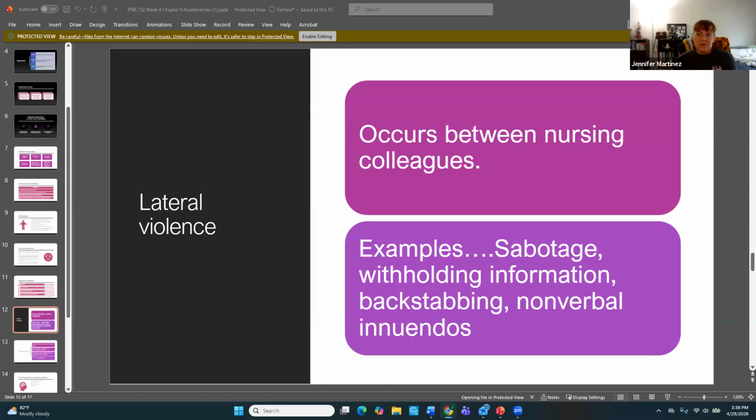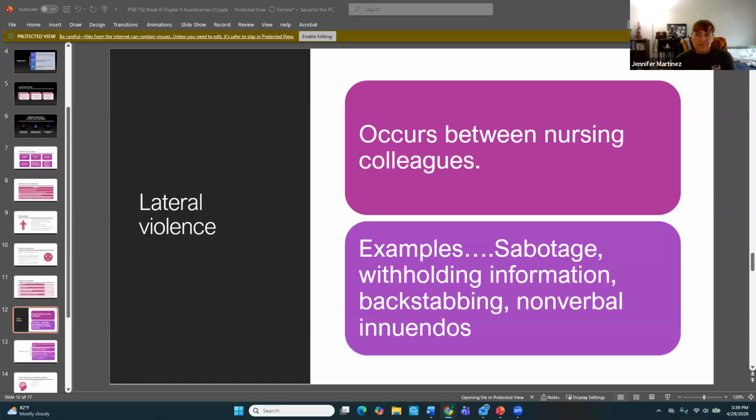And I talked about this a little bit with incivility, and we have what's called lateral violence. And I'll tell you, I've been a nurse for a really long time, okay? And I remember all the way back in my bachelor's degree, I actually wrote a paper on lateral violence. So this is something that has always been an issue within nursing. But this occurs between nursing colleagues, all right?